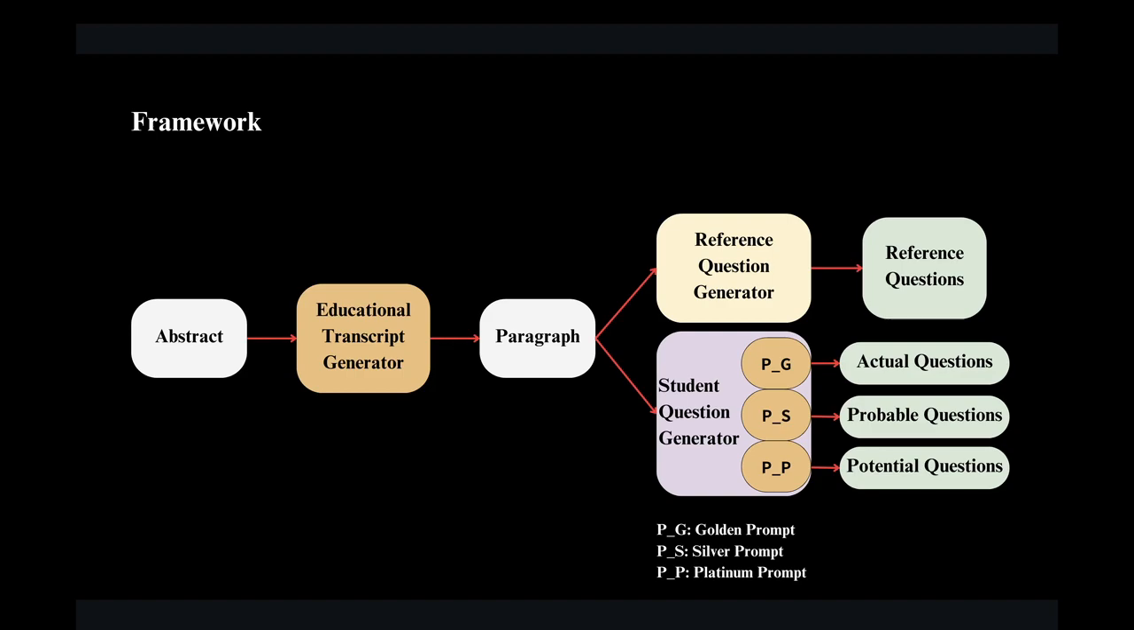on the abstract. This generated paragraph serves as an input for two distinct question generators, and the student question generator further contains three different subtexts, generating actual, probable, and potential questions, which we will discuss in detail later. Ultimately, teachers receive reference questions and three different kinds of student questions for their use. The number of generated questions can be modified in our system, which we will show later in the demonstration section.